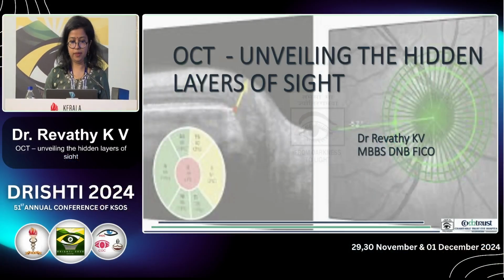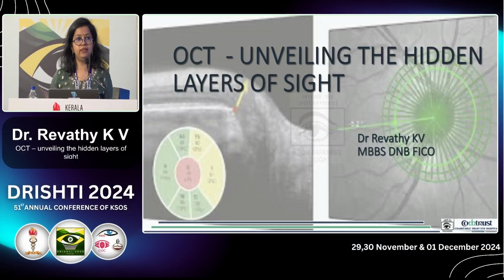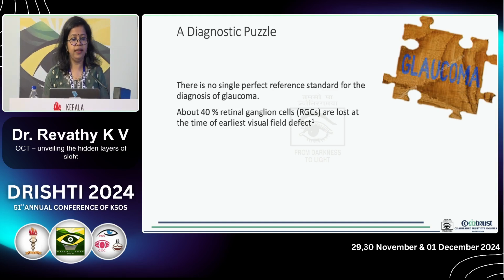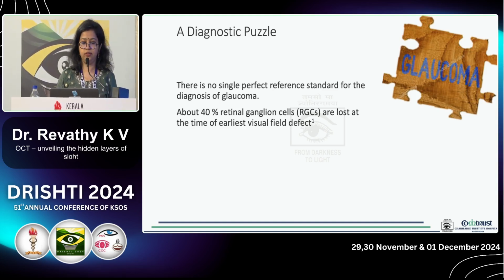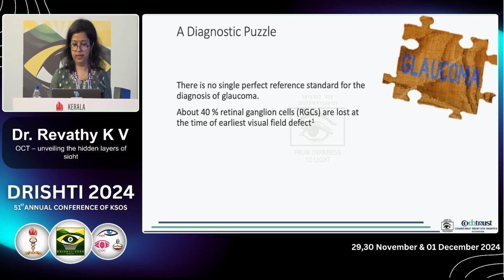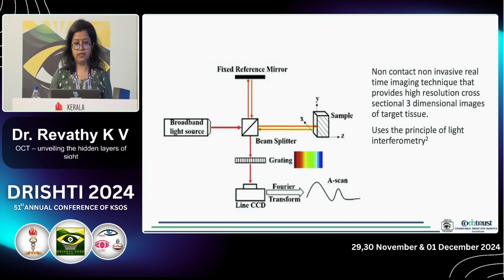Good morning. I'll be presenting on OCT in glaucoma, Spectralis, Heidelberg Engineering, no financial interest. As we all know, glaucoma is a diagnostic puzzle. About 40% of the retinal ganglion cells are lost at the time of early visual field defect. So we need a pre-perimetric tool to diagnose glaucoma before that. The principle of OCT has already been defined.